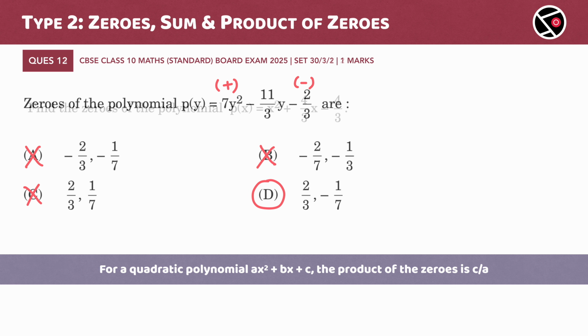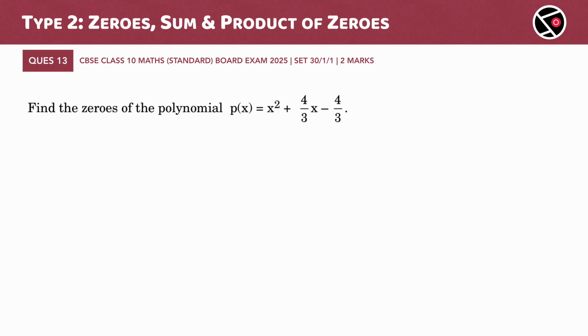Here is the next question. We are given a polynomial and we have to find its zeros. This question is worth 2 marks and you have a minute to solve it. Pause the video and give it a try. Alright, we start with the basics. Zeros are the x values for which p(x) is 0. x square plus 4 by 3 x minus 4 by 3 equals 0.